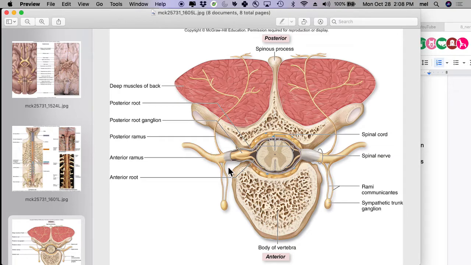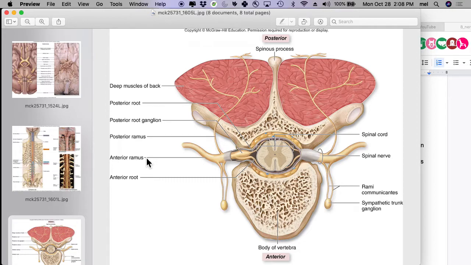From the posterior ramus, I will go where? Spinal nerve. And then where? Posterior root and the ganglion, right? In through posterior gray horn, anterior gray horn. Now what? Anterior root. Now what? Spinal nerve. Now where? Anterior ramus. Why? Got to go to my hands. Does that make sense? So that's the whole concept of roots and rami.